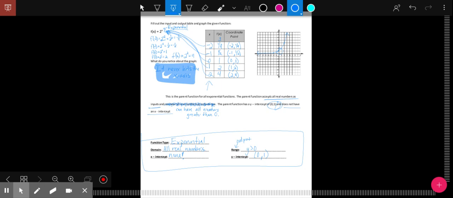Okay, so our inputs are still going to be -2, -1, 0, 1, and 2. And we are going to put all of those into the function. So starting with -2, we'll have f of -2 equals 2 to the -2. We have a negative exponent, so that means we got to flip it. Remember this, everything from unit 2. So it's going to be 1 over 2 squared. And 2 squared gives me 1 over 4.